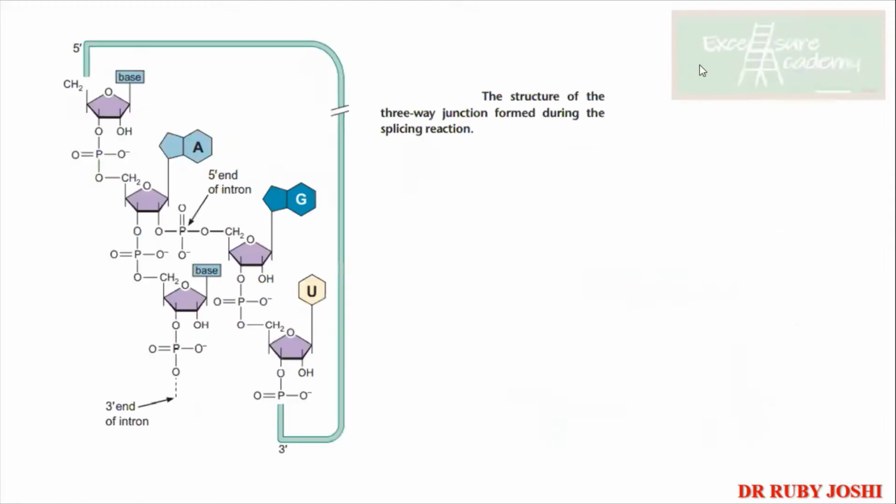Okay, so this is just the structure, the three-way junction formed during the splicing reaction. If you see carefully, this is the 5' end of the intron, which we were just talking about, its phosphate and its G, correct? And from there comes the 3' end of the intron. So this is how the structure will look when it is attacking during the splicing reaction. But you don't have to study the structure, just understand how it is happening.